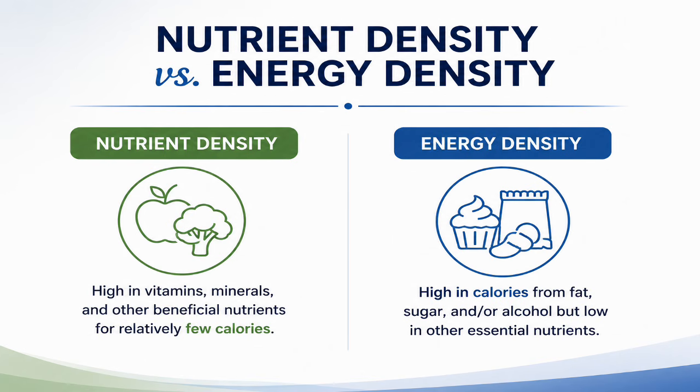So, energy density asks a different question. How many calories are packed into a given weight of food? A pretty useful example is grapes and raisins. They come from the same fruit, right? But raisins have had much of their water removed. And because the calories are concentrated into a smaller weight of food, raisins are more energy dense than fresh grapes. Foods higher in fat also tend to be more energy dense because fat provides 9 kilocalories per gram. Nuts and peanut butter are good examples. They're energy dense, but they also provide nutrients. So energy dense does not automatically mean that it's nutritionally poor.